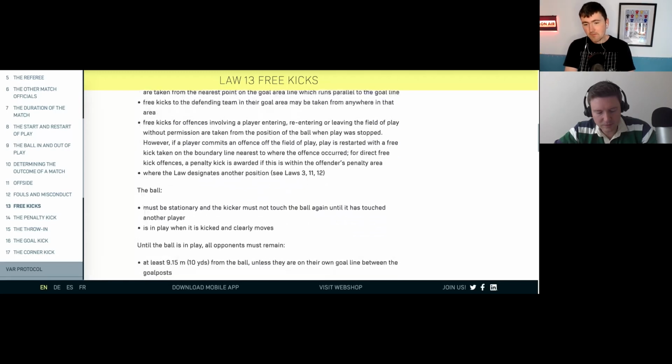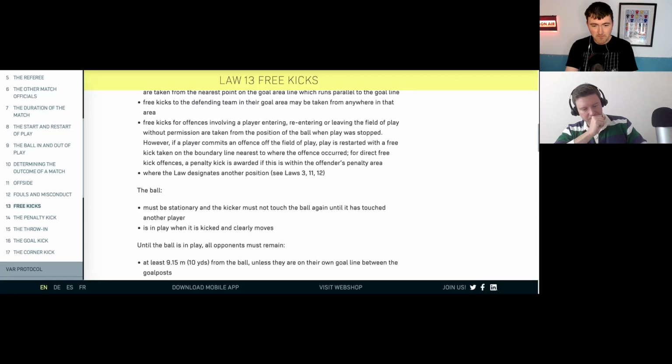If a player commits an offence, I think we talked about this before, if they commit an offence off the field of play, then a free kick is taken on the boundary line nearest to where the offence occurred. So if you do something off the field of play, you just draw a straight line to the edge of the pitch, and if that straight line puts you in the penalty box, then it's a penalty. Something you don't see very often, but it will probably happen once every couple of years, and people share a wee video of it, and it'll be confusing for everyone.